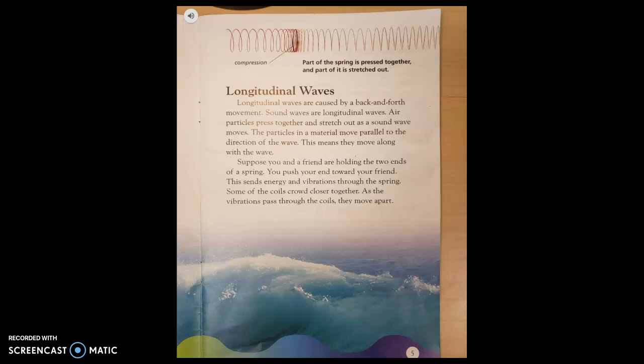Suppose you and a friend are holding two ends of a spring. You push your end toward your friend. This sends energy and vibrations through the spring. Some of the coils crowd close together. As the vibrations pass through the coils, they move apart. Compression. Part of the spring is pressed together and part of it is stretched out.